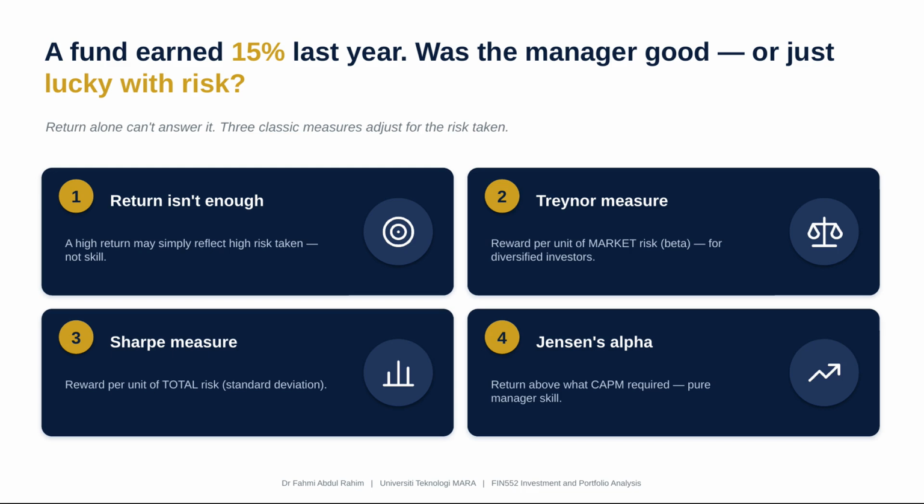The Treynor measure scores reward per unit of market risk, that is beta, and it suits diversified investors. The Sharpe measure scores reward per unit of total risk, that is the standard deviation. And Jensen's alpha measures the return earned above what the CAPM required, which isolates pure manager skill. These three measures are the spine of the whole chapter. First, let us see who relies on them in the real world.